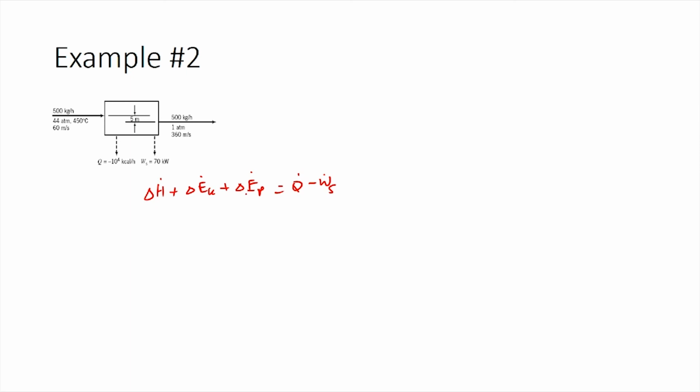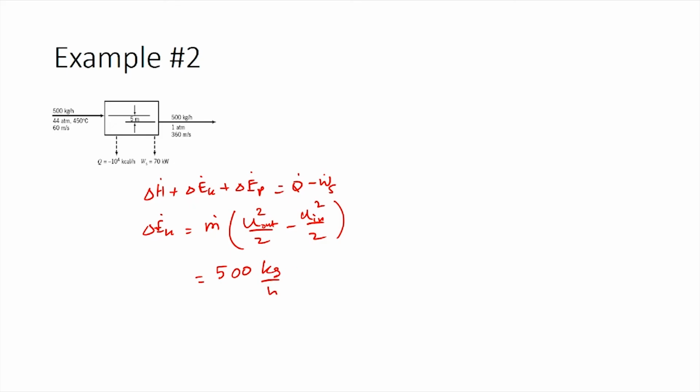So, from the parameters which have been given, we can calculate delta Ek dot, which is the change in kinetic energy, as m dot times (u out squared divided by 2 minus u in squared divided by 2). So, we know the velocities for the inlet and the outlet streams. The outlet stream travels at 360 meters per second and the inlet stream travels at 60 meters per second. So, this means your mass flow rate would be 500 kilograms per hour.